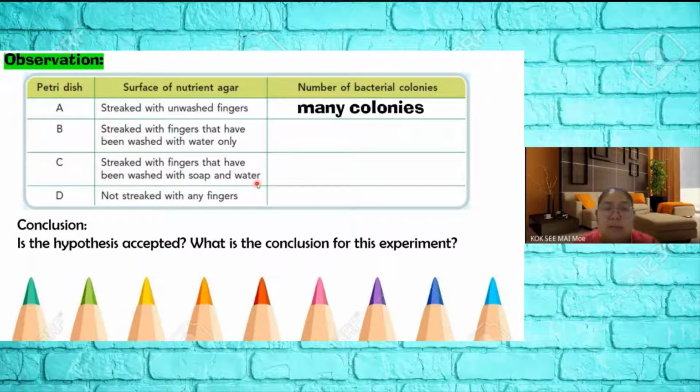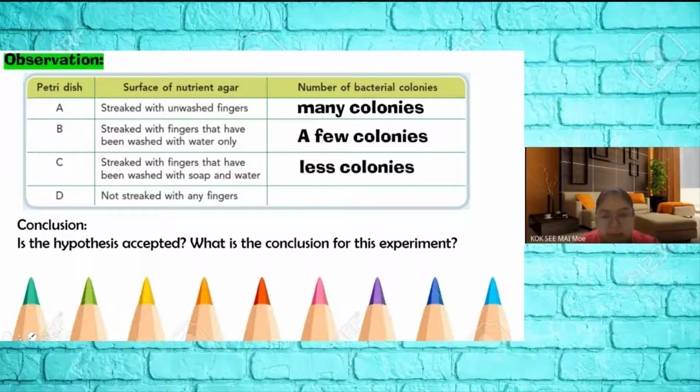Rayson, answer me. A few sure is B already, because B you never wash with any soap, is it? So if I compare a few and less, sure a few is a little bit more. Okay, but many sure is many already. So from here the B must be a few. Okay, then the C, understood.